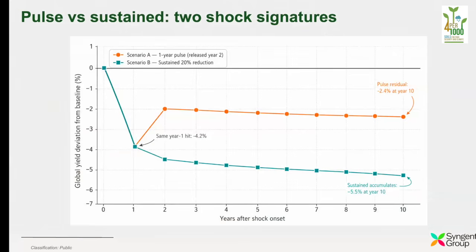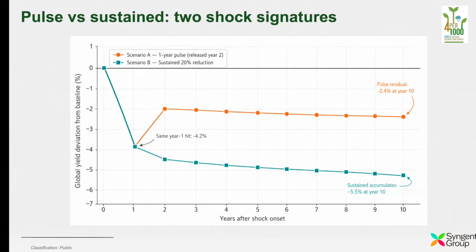So here are the overall model predictions for those 2 different scenarios at the global scale. The model predicts that a 20% supply shock, which would translate into a 100% price increase in order to reduce the demand accordingly, would result in a global yield decline relative to baseline of about 4%.